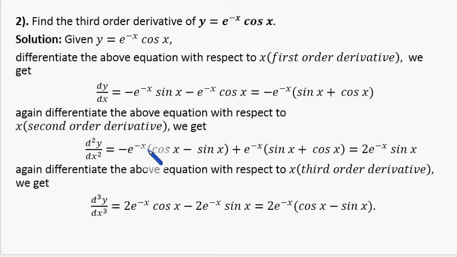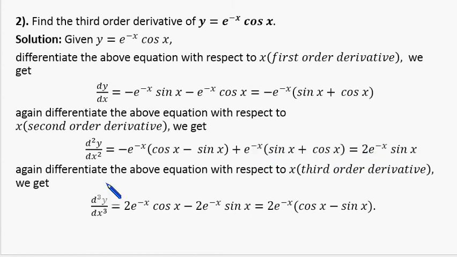We have to do a simple manipulation. Here minus e^(-x) cos x and plus e^(-x) cos x get cancelled. So here minus into minus is plus e^(-x) sin x. Here also plus e^(-x) sin x, that is 2 times e^(-x) sin x.